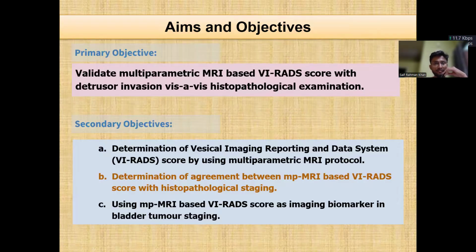The primary aim of my study is to validate multiparametric MRI based VI-RADS score with detrusor muscle invasion vis-a-vis histopathological examination. Secondary objectives included determination of the VI-RADS score using MP-MRI, determination of agreement between MP-MRI based VI-RADS score with histopathological staging, and using MP-MRI based VI-RADS score as an imaging biomarker in bladder tumor stage.